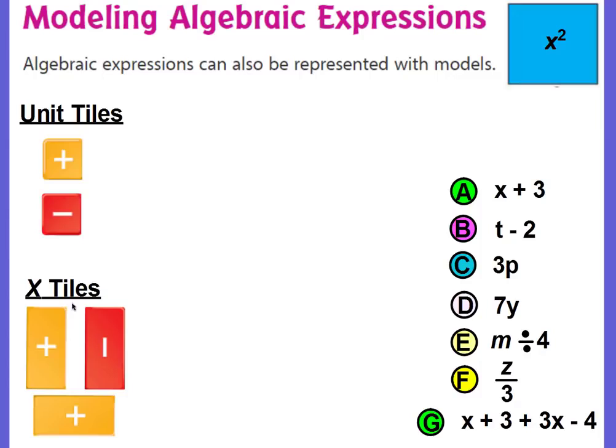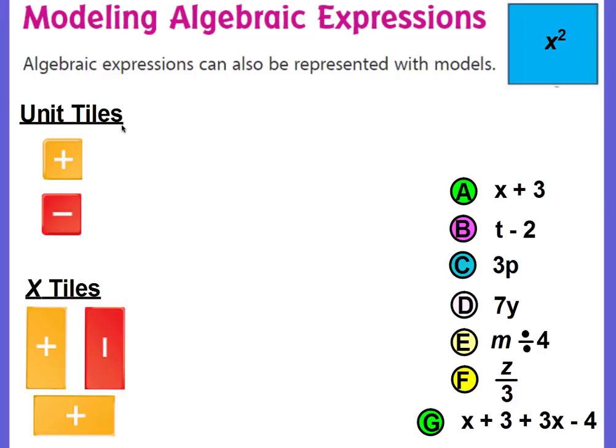our modeling. So if you look down here, these are the x tiles. The x tiles are called x tiles, but they represent any variable that you have. It could be x, it could be t, it could be p, whichever variable it is that you're modeling. And they are rectangular in shape. They can be vertical or they can be horizontal. It's your choice. If it's a positive, you'll put a positive symbol. If it's negative, you put a negative symbol in the tile.